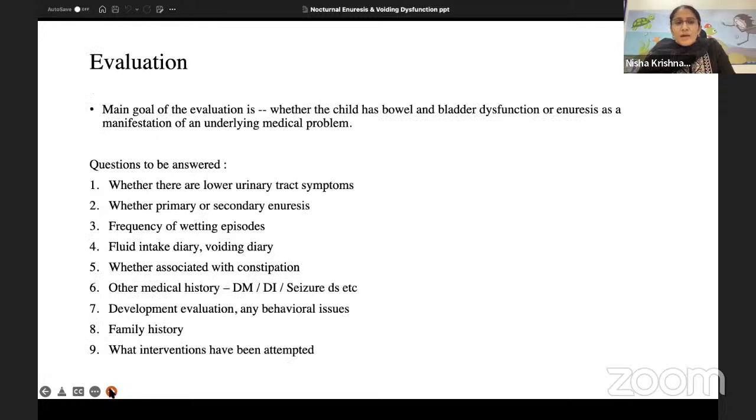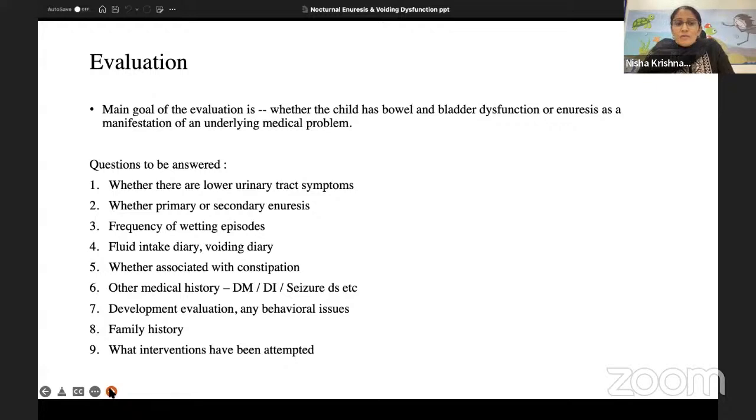Now, when we are evaluating children for nocturnal enuresis, we have a certain process or list that we must go through in our mind so as to not miss anything. So we can ask a few questions that need to be answered. For example, is it just nocturnal enuresis and no other lower urinary tract symptoms? Was it a primary enuresis or is it secondary enuresis? Because that again has a difference in the approach. How often do these wetting episodes happen?